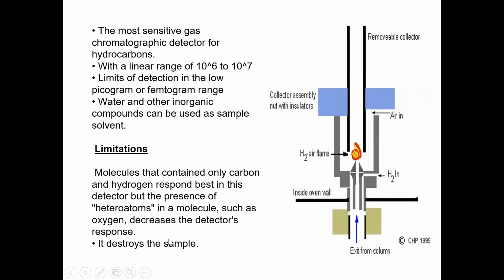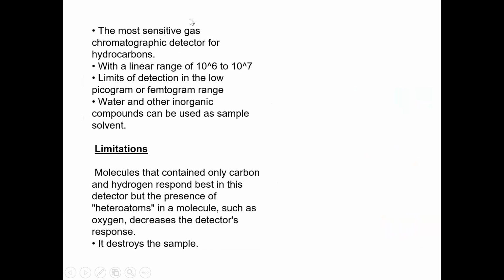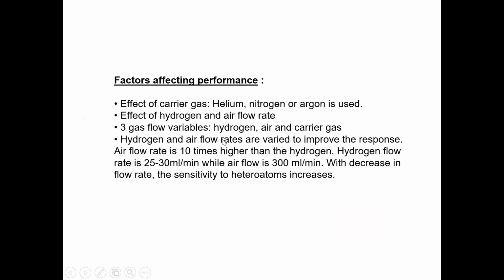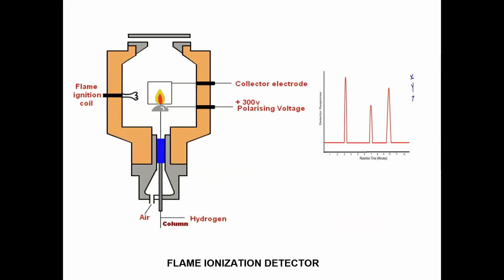Here the limitations are it destroys the sample. And also if there is a heteroatom like oxygen, then it decreases the detector response. That is the second limitation. This is the most sensitive gas detector. Picogram to femtogram range can be estimated. These are advantages and these are limitations. Diagram of flame ionization detector.